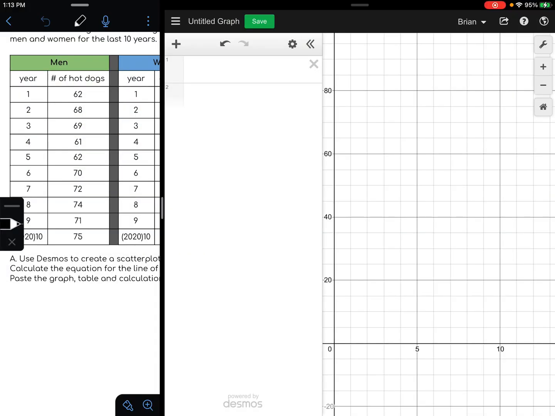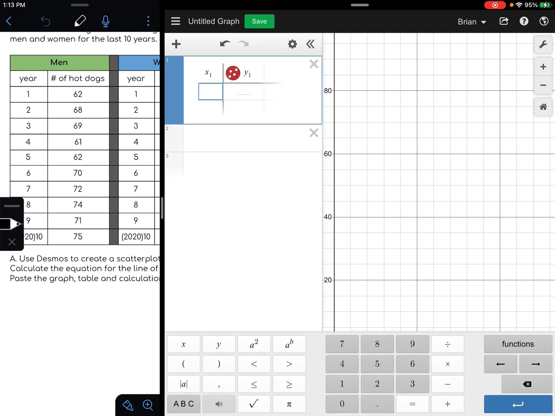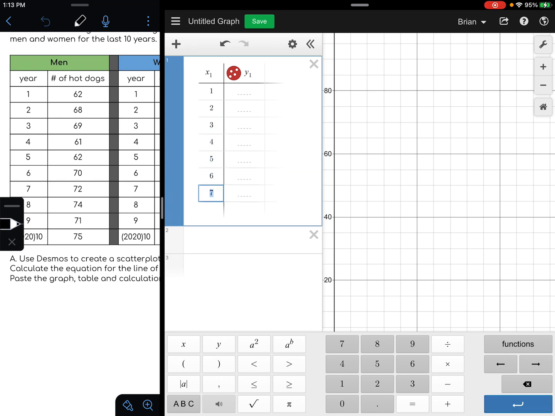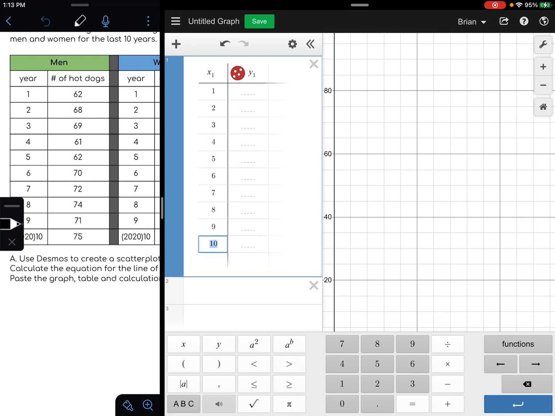first here. A little bit later on, you'll do the women's data. So remember, we add a table up here, and our X1 column will be those years. So 1, 2, and then notice it will just start filling in if we're using the pattern that's there all the way through 10.